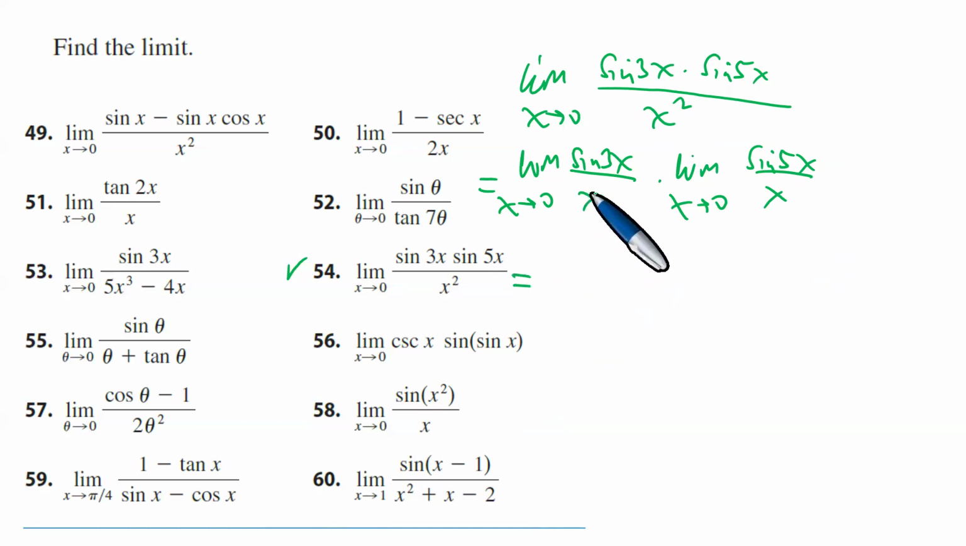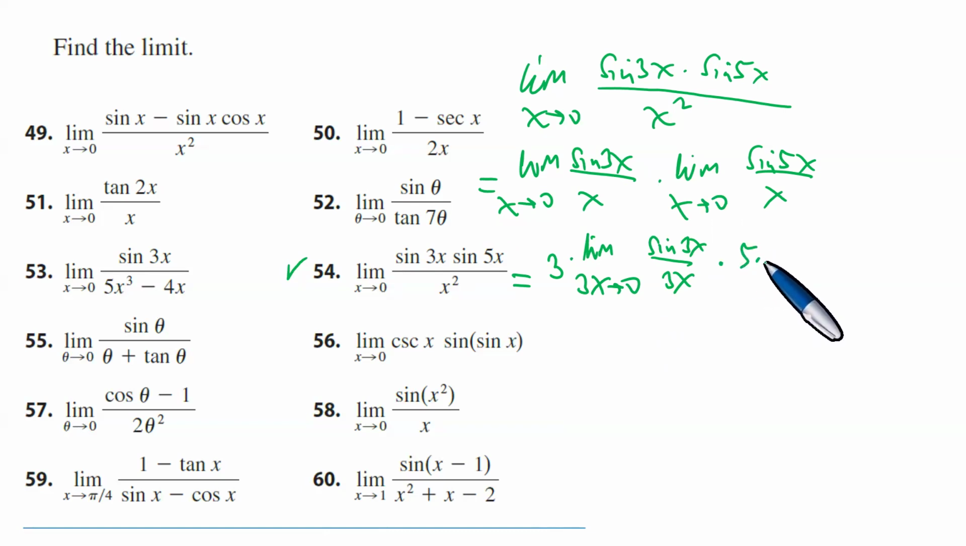Now, at this point, we want this to be 3x, so we actually multiply here by 3. You can write it as 3x approaches 0, you multiply by 3 on both sides. The sine of 3x over 3x, these 3s cancel. At this point, you can put a 5 here times the limit, and then here you can put 5x approaches 0 of the sine of 5x over 5x.